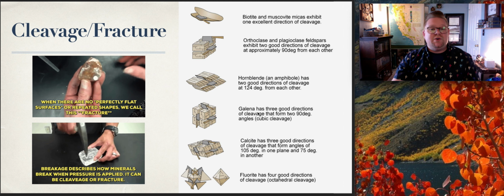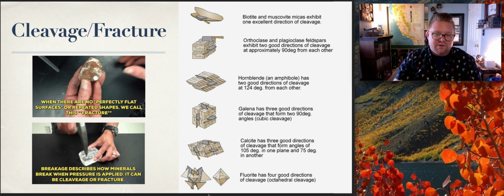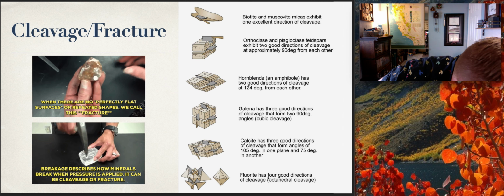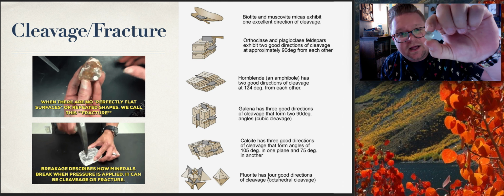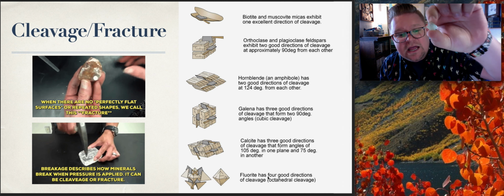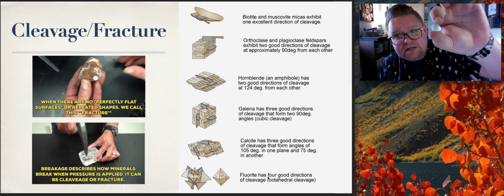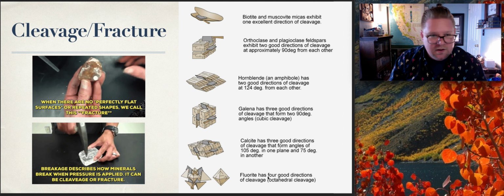Galena is a perfect cube. Galena is in the pyrite family. It's a lead ore. And then fluorite's really neat. Fluorite has four good directions or 8 sides. Fluorite looks like a double pyramid. This has not been cut. This is the way it is. But if I smashed it, it would break into that shape. It would continue to get smaller and smaller.